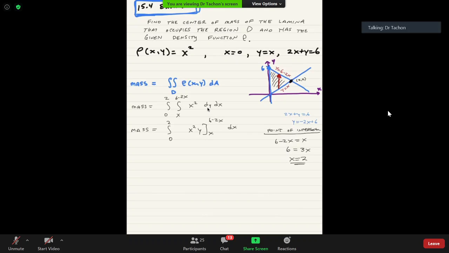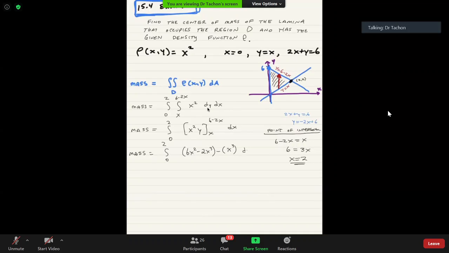And then we have to evaluate it. To get the mass, we'll integrate from 0 to 2 when we're done with this, but plug in the upper bound for y. So distribute, you get 6x squared minus, plug in the upper bound, 2x cubed. Plug in the lower bound for y, you get x cubed, okay?